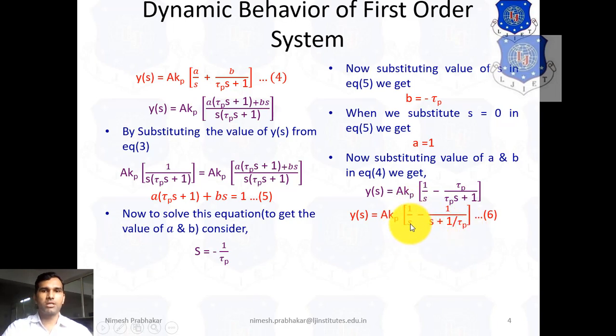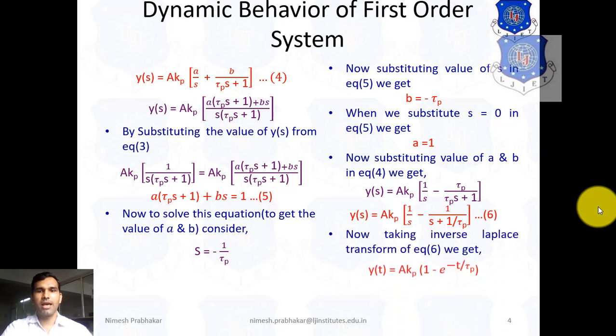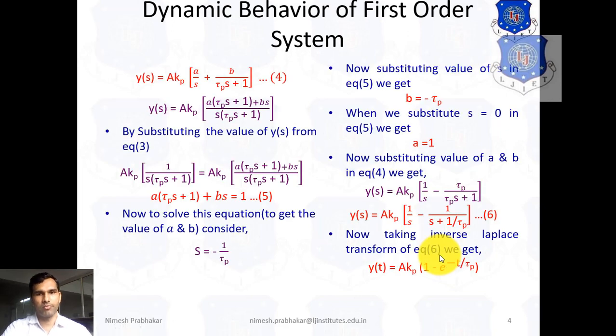So we know the inverse Laplace transform of 1 upon s is nothing but 1, and this is nothing but e raised to minus at term. So we can write this equation as a kp is common, and this is the inverse Laplace transform of this, and the inverse transform of this term is e raised to minus t upon tau p. So this is the inverse Laplace transform of the first order system.